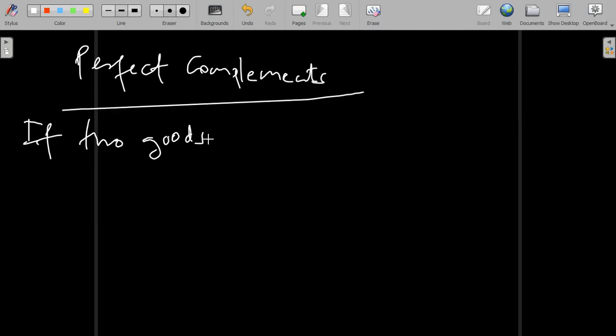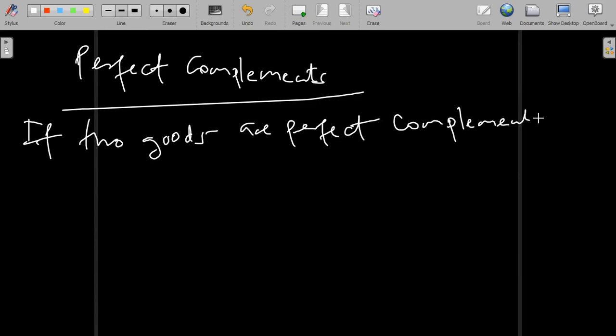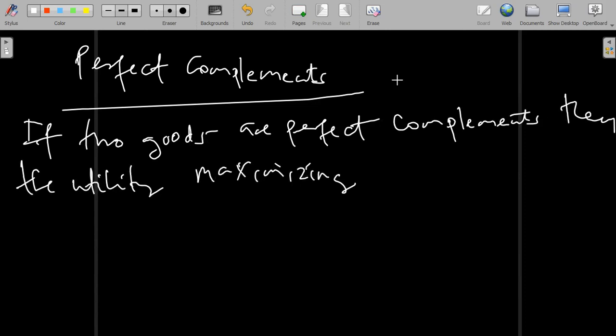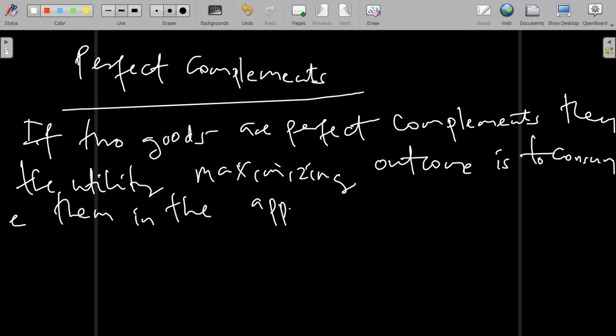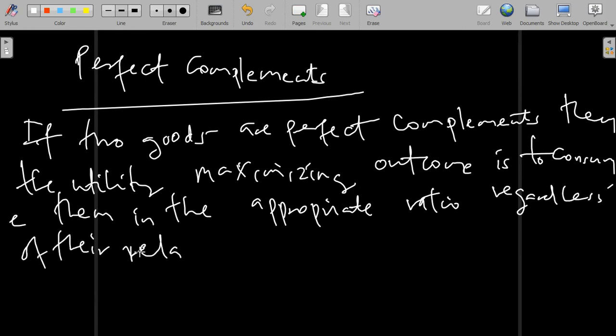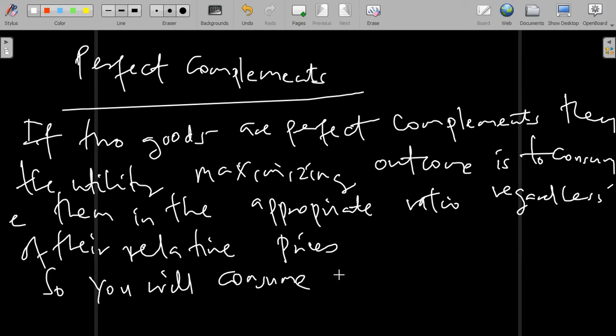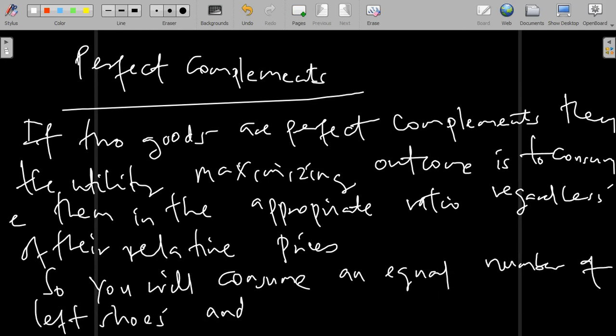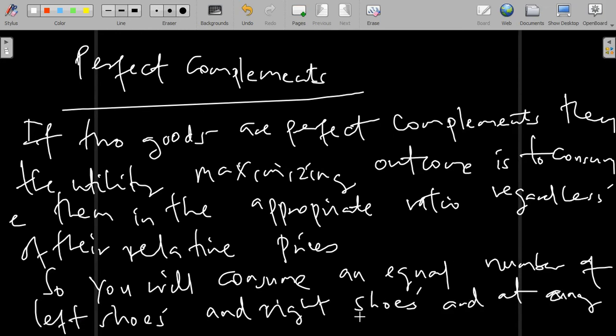Another exception is perfect complements. If two goods are perfect complements, then the utility maximizing outcome is to consume them in the appropriate ratio, regardless of their relative price. So you will consume an equal number of left shoes and right shoes, and at any one time you'll use four times as many tires as you have automobiles.